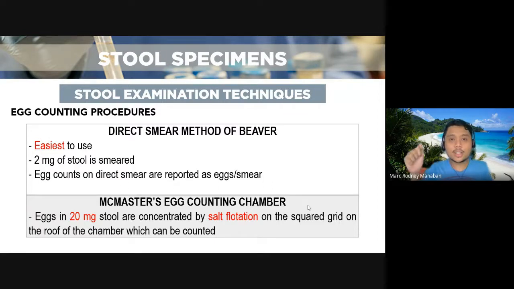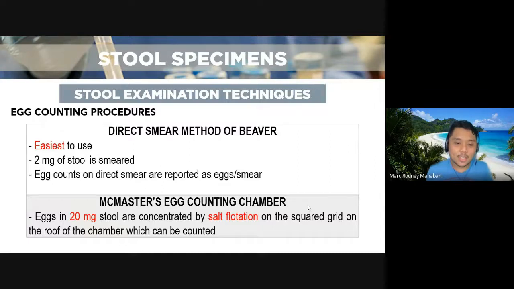You use your handheld counter and count how many Ascaris, how many Trichuris, and then report. Report by number of eggs seen of the parasite per cover slip or per smear. So 56 eggs of Ascaris per smear. So that's our way, the direct smear method.